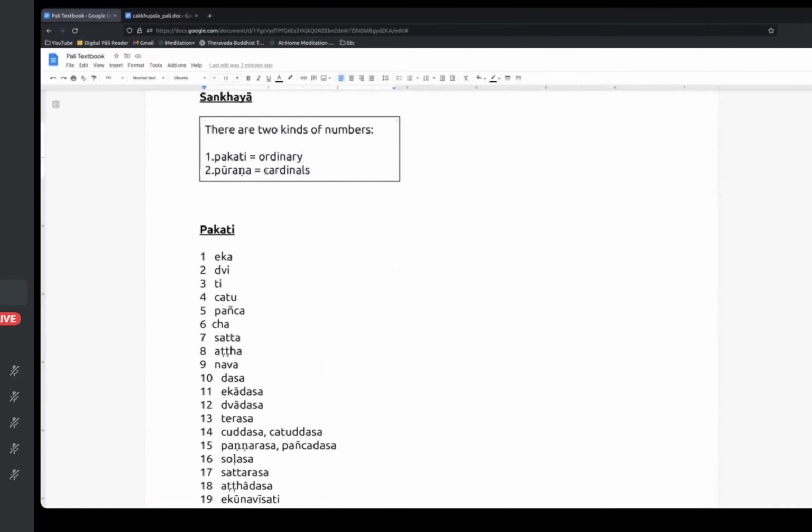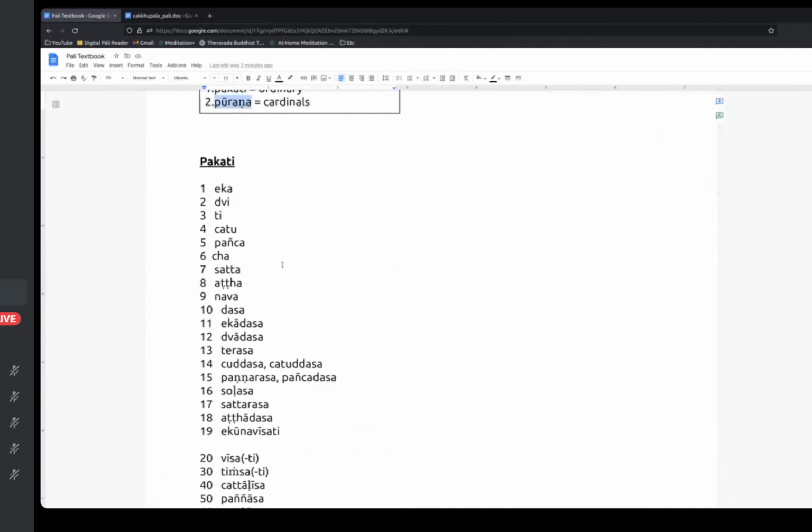But they're what we call in English cardinal. And that's first, second, third, fourth. Instead of one, you say first. When you're talking about the first thing, you don't say the one thing, of course. You say the first thing. Bhakati means ordinary. Purana means something which makes full.